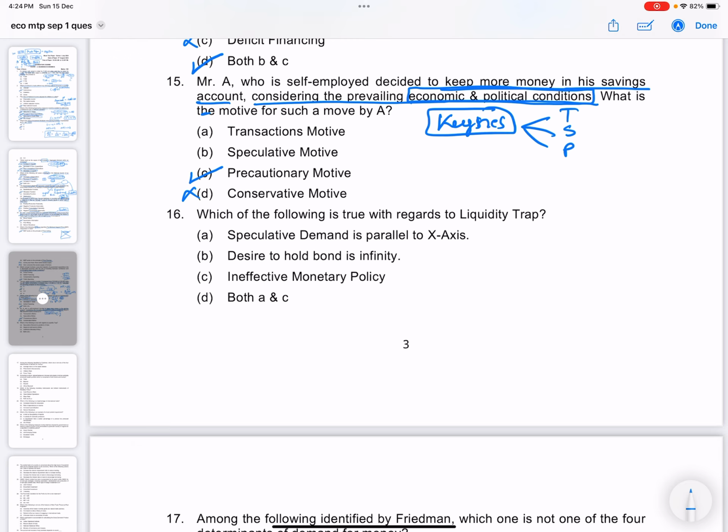Now 16th question. Which of the following is true with regards to liquidity trap? We have already discussed liquidity trap is a scenario which occurs when the interest rate is very low and speculative demand is parallel to excesses. Desire to hold bond is infinity. So desire to hold money is infinity. Ineffective monetary policy and speculative demand is parallel. So we have the answer D. Sorry, this is the answer.